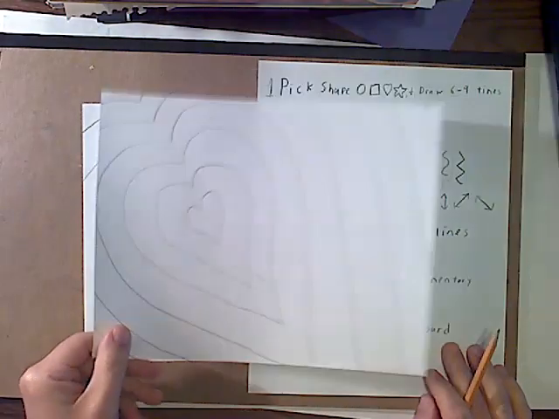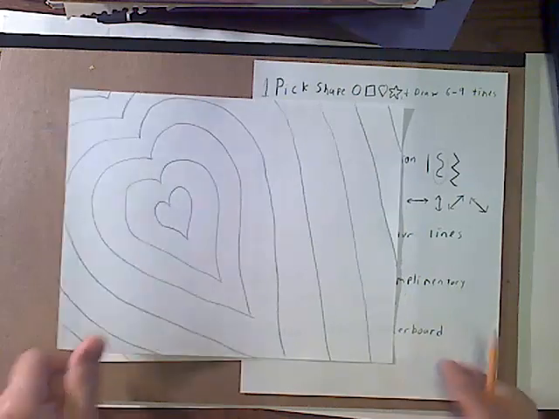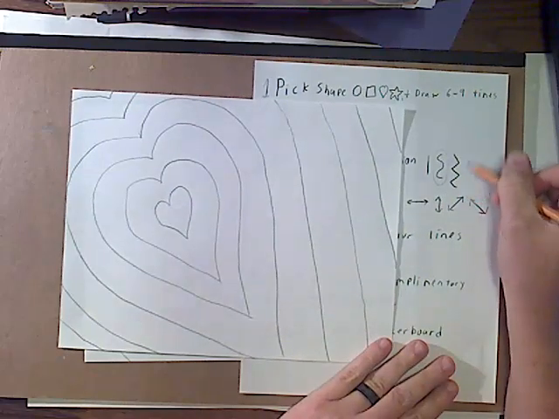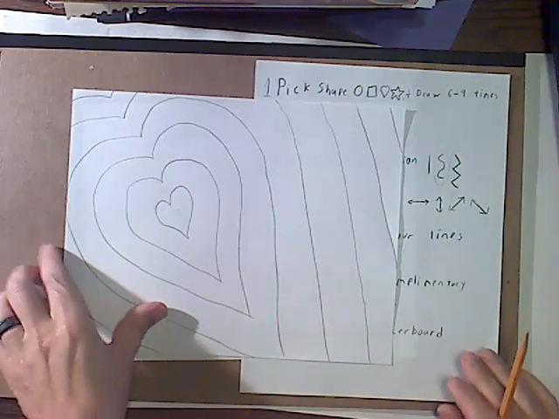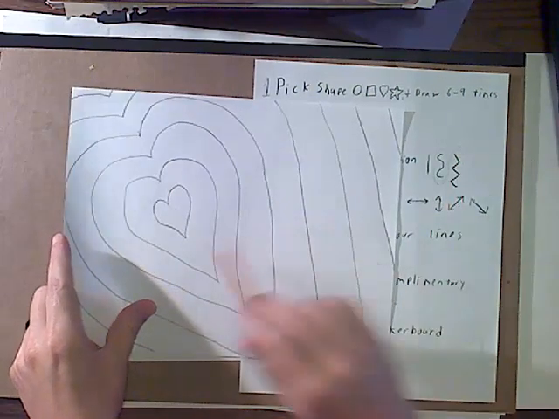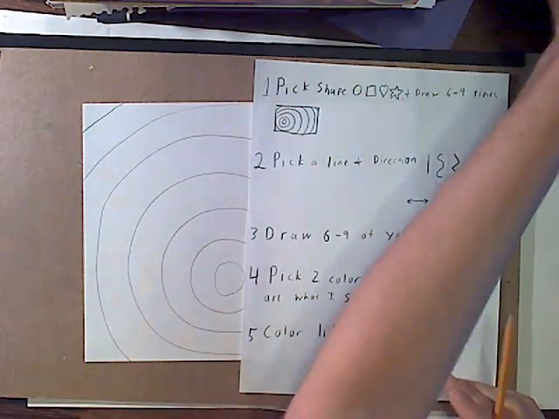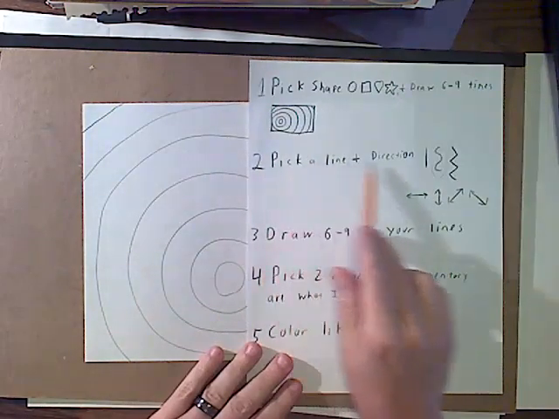And I am going to pick a zigzag for my star, and I'm going to pick the curve for my star, a zigzag for my heart. Sorry. And the second part is pick a direction.